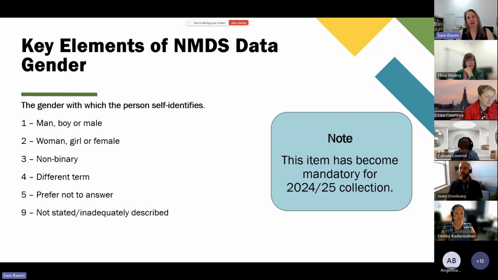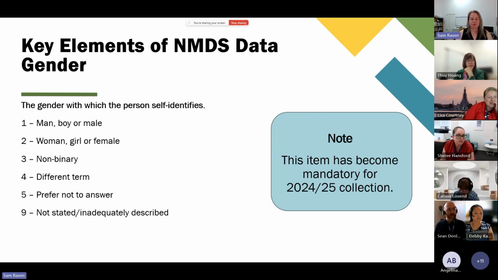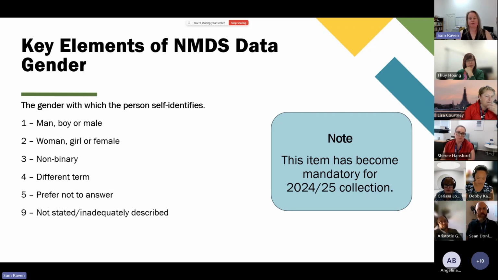The next key element is around gender. Now, as opposed to biological sex assigned at birth, gender is the gender with which the person self-identifies. So the options here are 1 for man, boy or male, 2 for woman, girl or female, 3 for non-binary, 4 for a different term that people might identify with, 5 if they prefer not to answer the question, or 9 for not stated or inadequately described. Again, there's some sensitivities and some limitations in these categories, but it's what we have to work with.